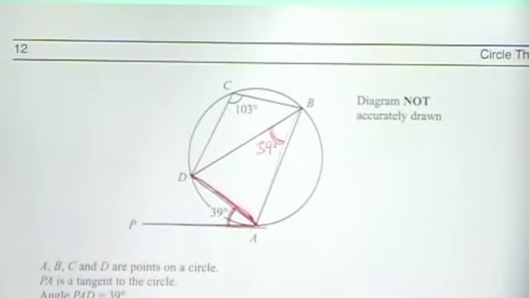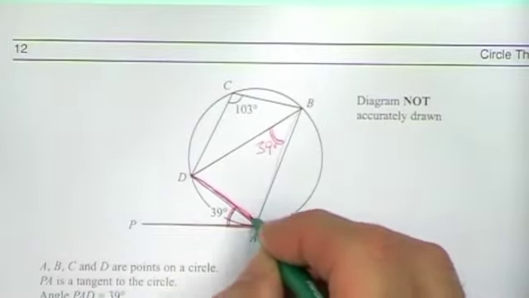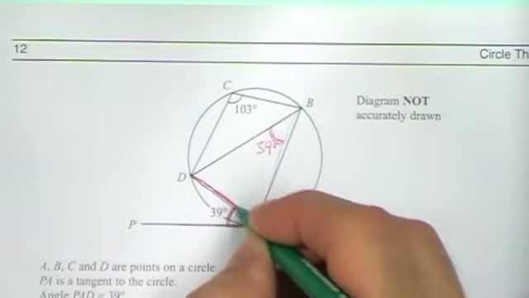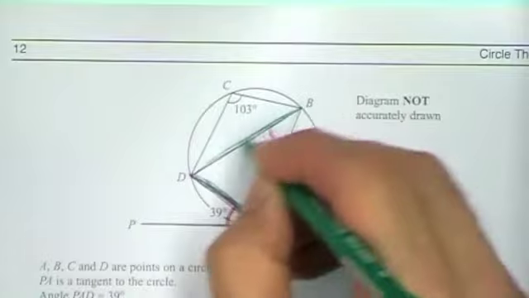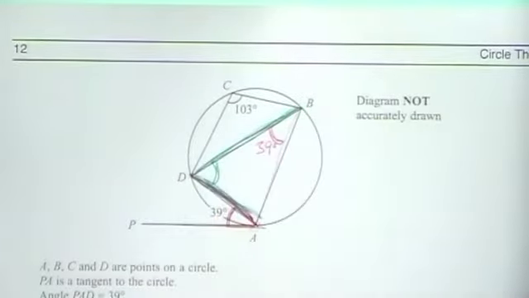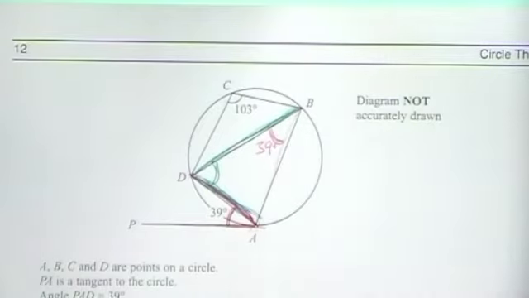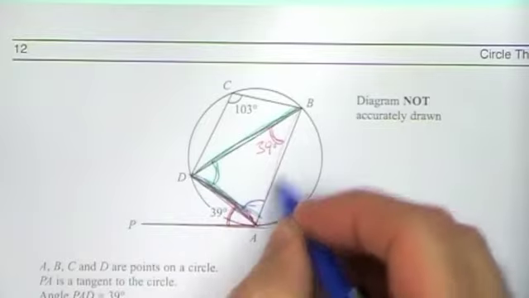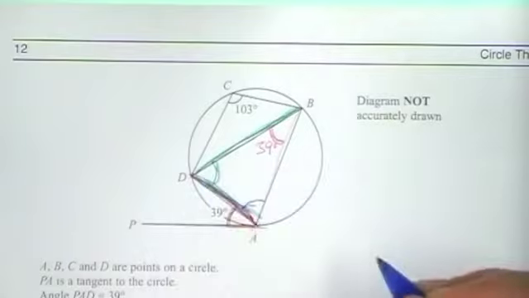ADB. So if I do that in green, it asks us ADB, so it's going to be this one, that one, in there, in green. Now I know from the alternate segment theorem that this one was 39 degrees. If I can find out what this blue angle is, then I've got a triangle and I can just add those together and take it away from 180.